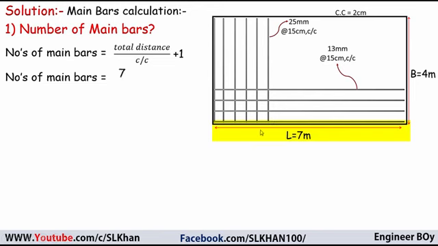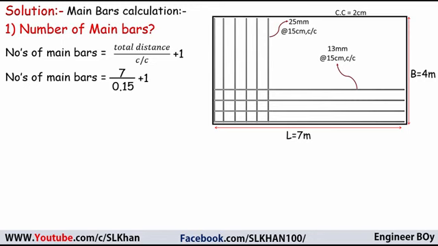So 7 meters divided by center to center, which is known as 15 centimeters, or you can say 0.15 meters. Because we're going to divide that 15 by 100, because 1 meter equals 100 centimeters. So we divide that 15 centimeters by 100, which means 0.15 meters. All right, and plus 1.